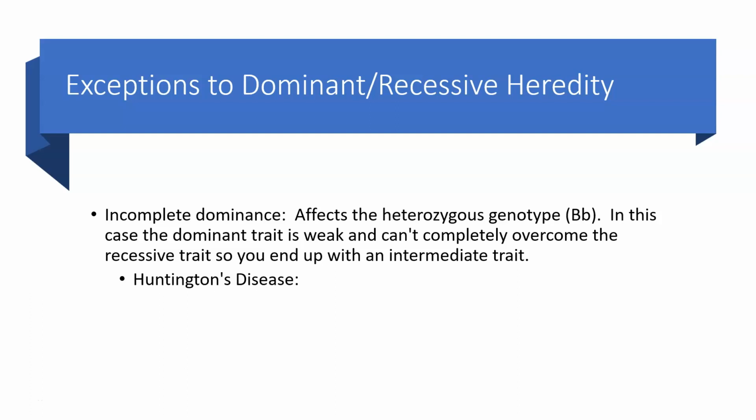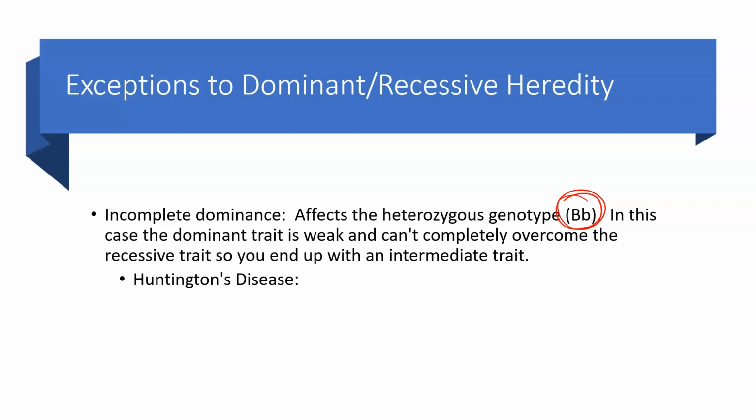So the first exception to the rule is called incomplete dominance. And in incomplete dominance, what's going to be affected is the heterozygous genotype, right? So let's say big B, little b. Now remember, in a dominant recessive scenario, the heterozygous genotype would show the dominant trait, okay? In this case, the dominant trait is weak and it can't completely overcome the recessive trait, so you end up with some kind of intermediate.